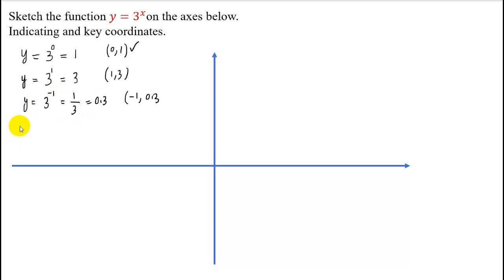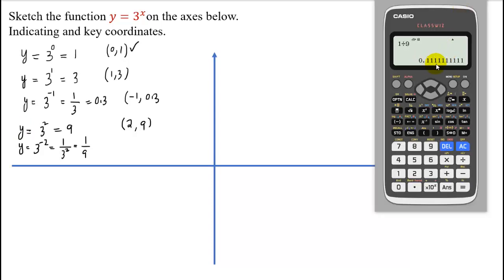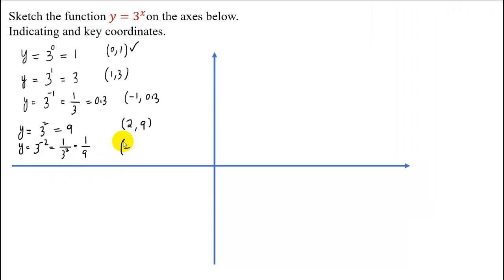Similarly, you can plug in one more point. If x is 2, 3 power 2 is 9. So the coordinate is (2, 9). And in the same way, if you put more negative, when x is minus 2, it is 1 over 3 squared. When the power is negative, bring it down and it will become positive. So it is 1 over 9, which is approximately 0.11, or approximately 0.1. So the coordinate is, when x is negative 2, y is 0.1.